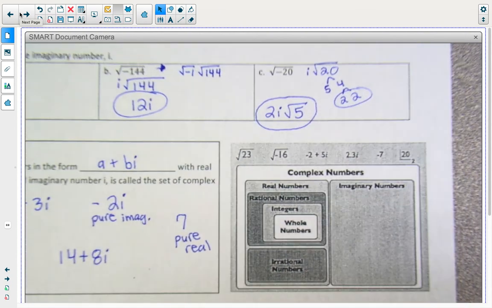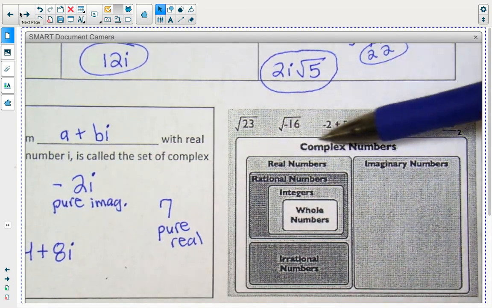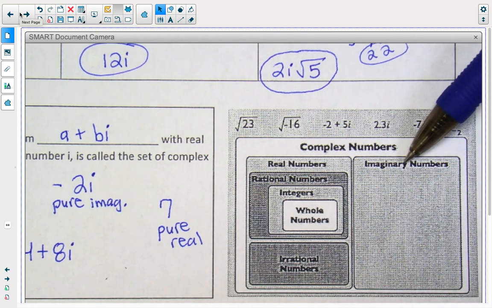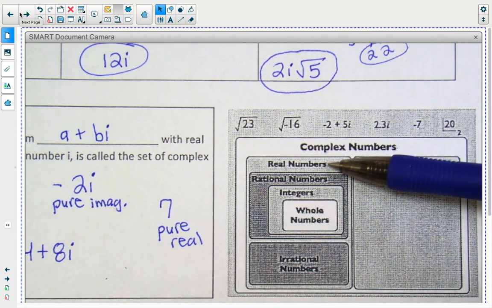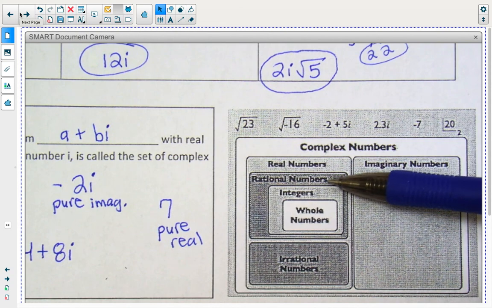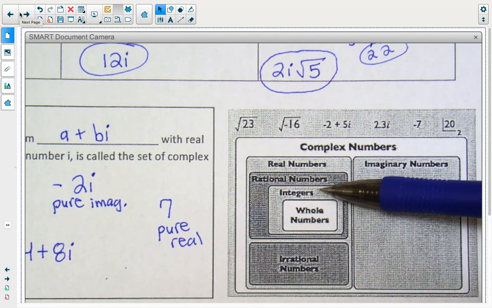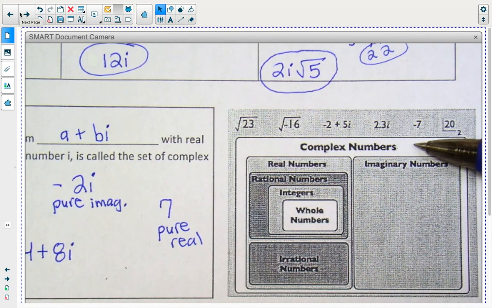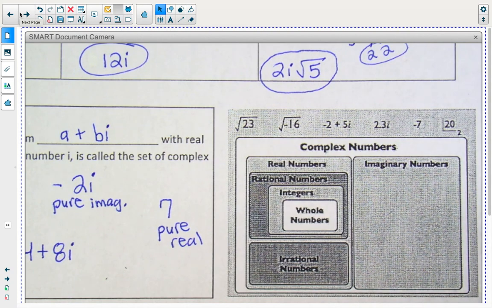So over here, this is our new set of numbers. Complex numbers are the big umbrella that everything falls underneath. Underneath a complex number, we can have a real number and we can have imaginary numbers. Imaginary numbers are going to have an i with them. Underneath a real number, you can have a rational number that we talked about a little while ago, or you can have an irrational number. Underneath a rational number, you can have an integer or whole number and natural numbers. So complex numbers are the big set, and then I could break it down into smaller subsets as we talk about different types of numbers.